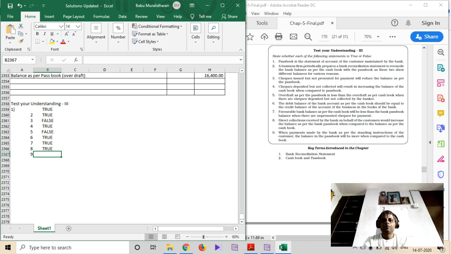Once the bank intimates the customer, then the customer will account for the entry in the books, right? So till that time, the bank balance will be less than the bank balance as per the cash book bank column. So when payments are made by the bank as per standing instructions, the balance of the passbook will be more? No, false. Balance as per the passbook will be less.